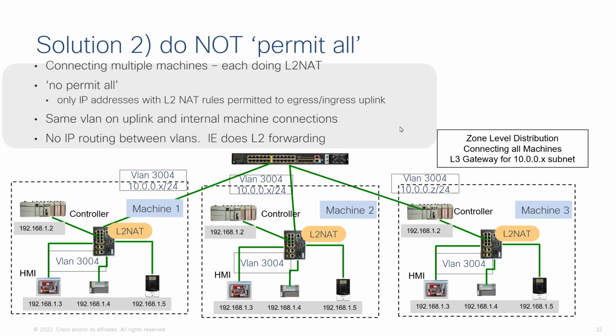The other solution, or solution 2, is to not use permit all. And in this case, we are going to keep the same VLAN on the internal and external, and the IE switch is not routing in this case. The IE switch is continuing to do layer 2 forwarding. By not using permit all, the broadcast or the NAT requests for those devices which do not have a rule are simply dropped because there's no rule matching it, and they are discarded on the interface for which the layer 2 NAT instance has been applied.